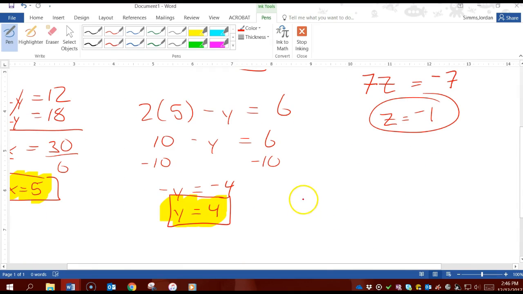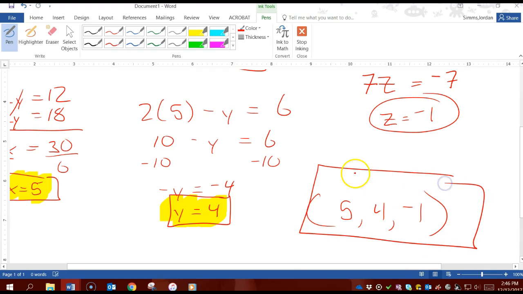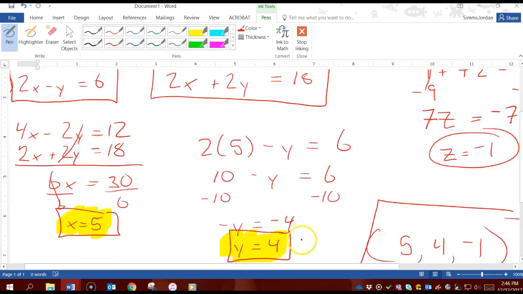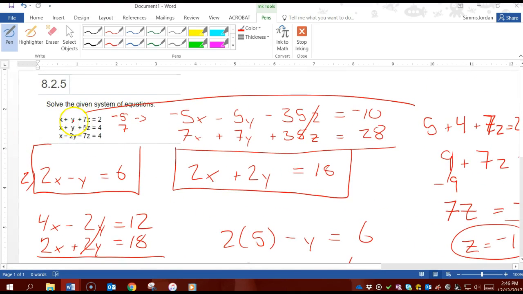So there we go. Those are our three, and remember, as an ordered triple, we can write the x first, so 5, comma, the y, 4, comma, z, negative 1. And that should be that, buddy. Sub them in. You can verify all three of those equations. Sub in 5, 4, and negative 1. You should get 3 true statements. Hope that helps. Let me know if it doesn't.